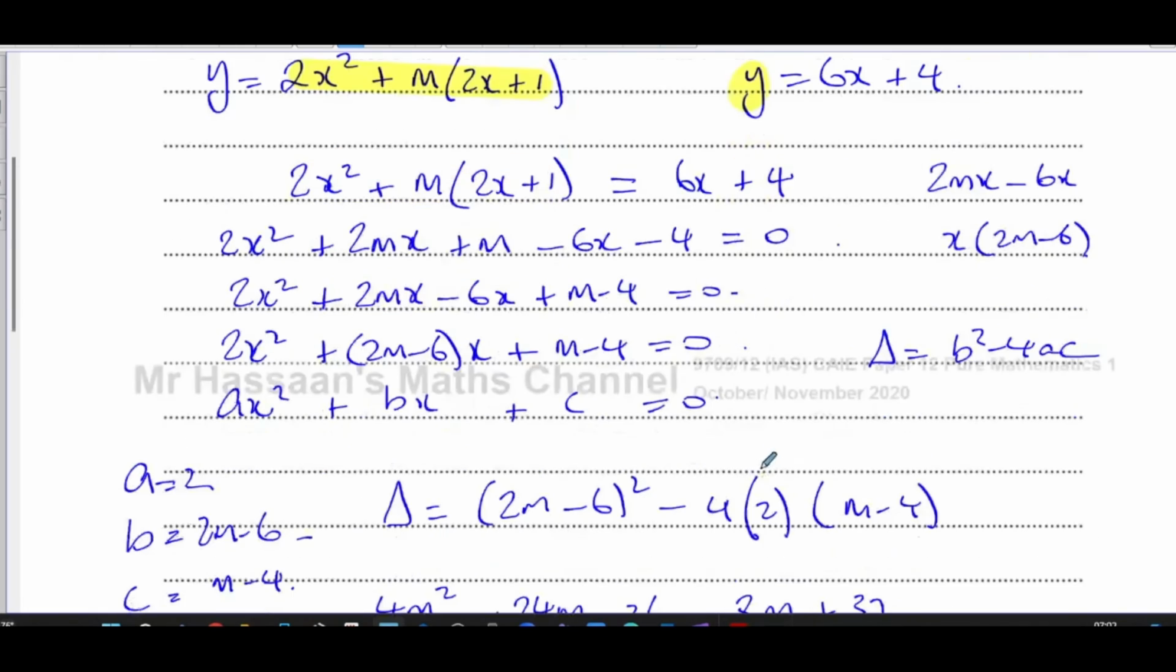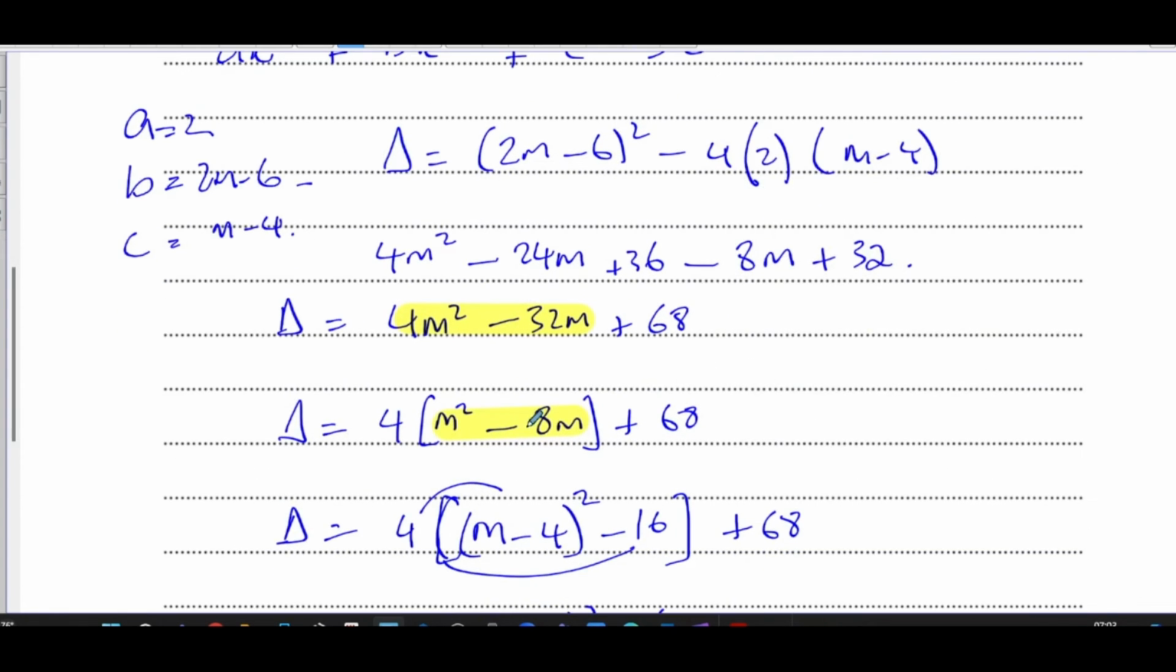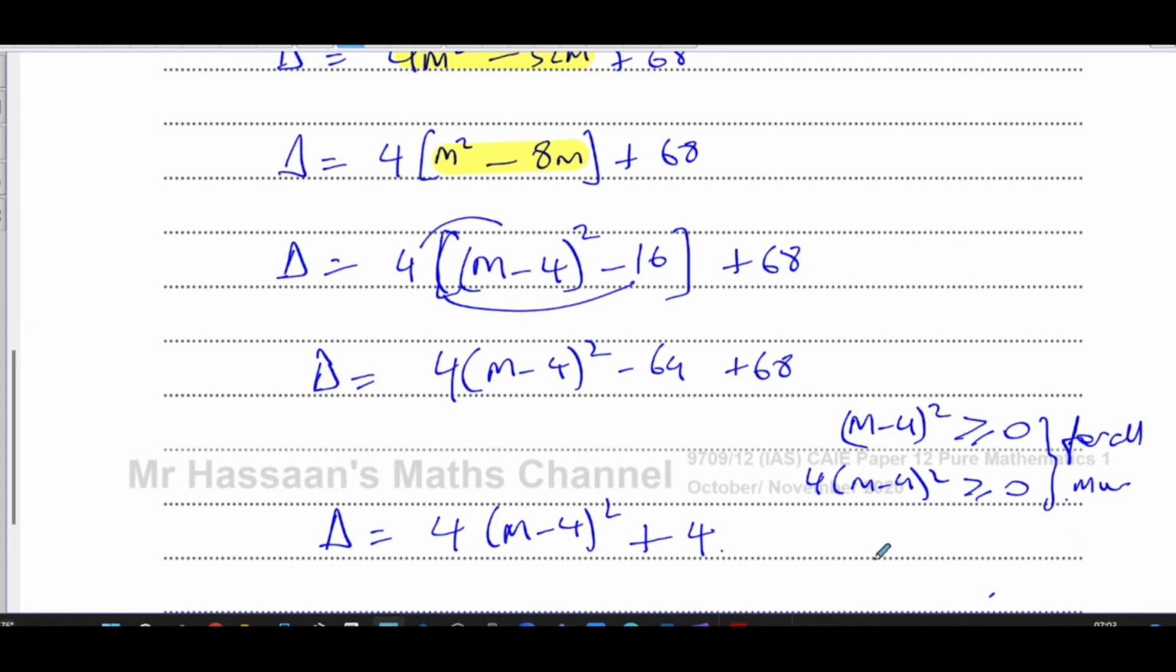It's important that you don't start off by saying b squared minus 4ac is greater than 0 and writing that as an inequality and trying to solve it. That doesn't work. What you do is you show that the expression you get will always be greater than or equal to 0, and you do that by completing the square.